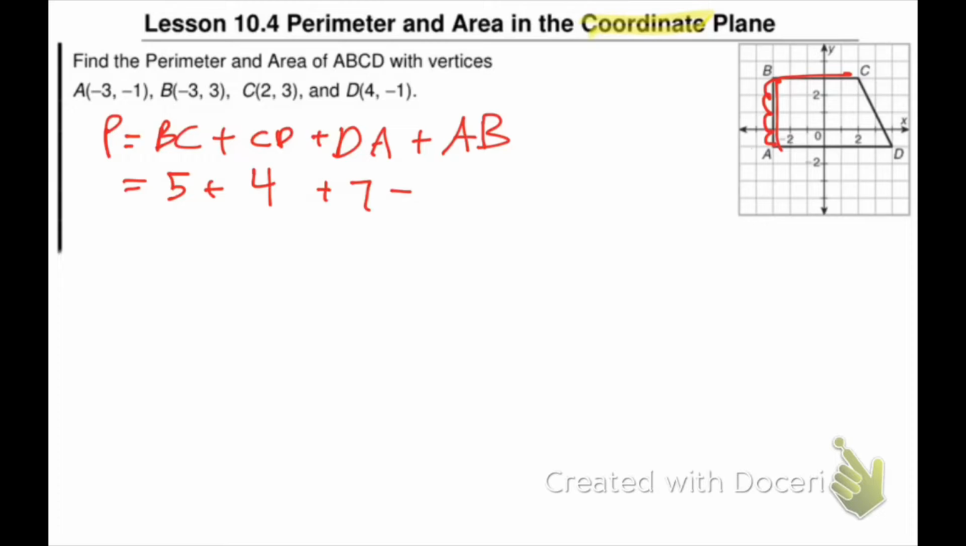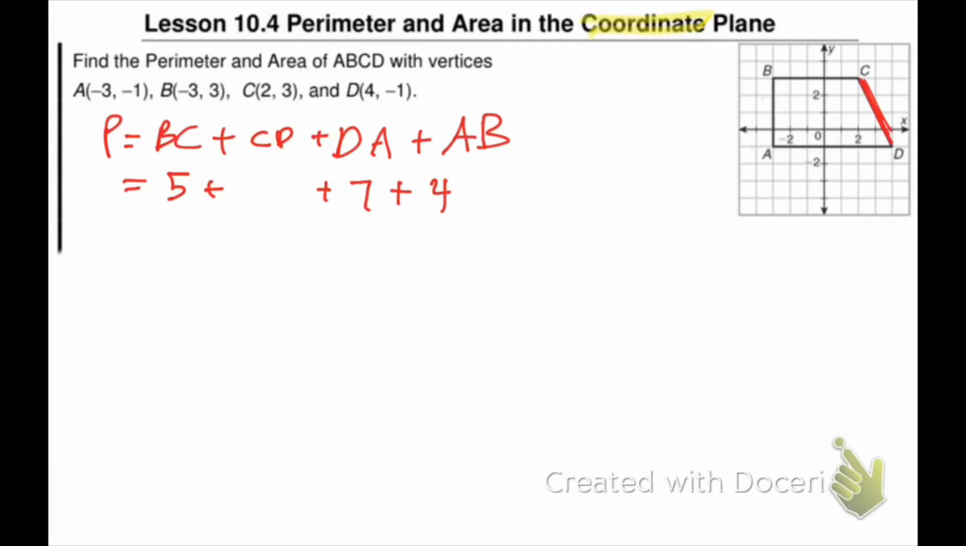The only one I have issues with is CD. I can't just count that one because it's at an angle. It's a diagonal line. So how do I calculate the length of that side right there?